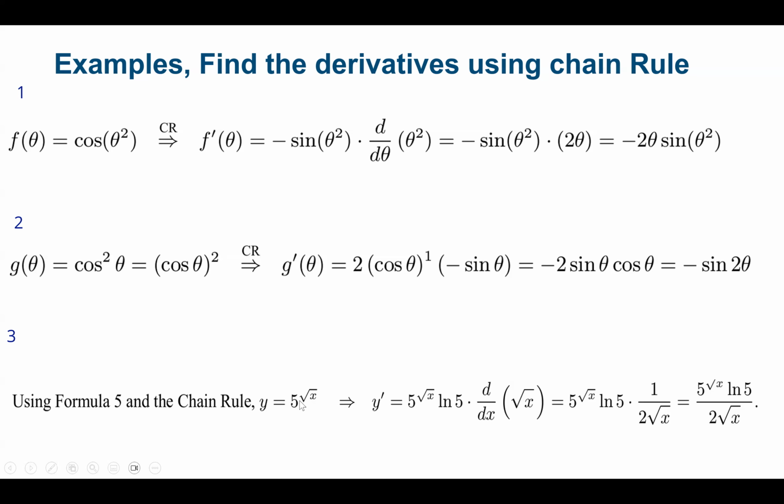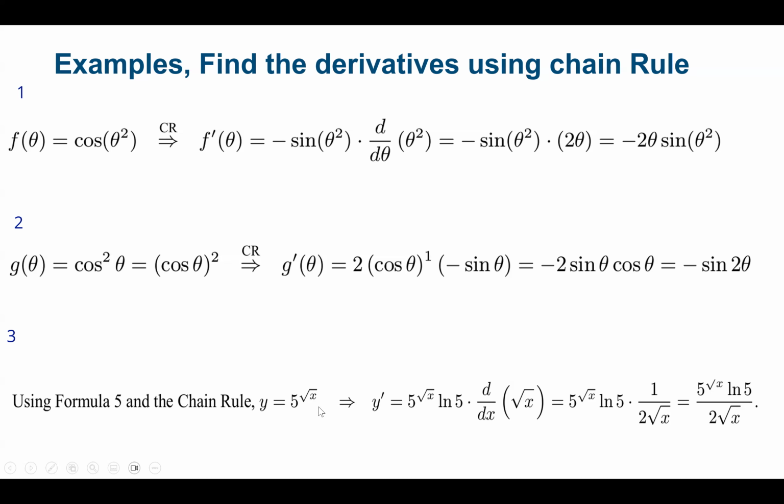Now let's look at the third example. The third example is an exponential function. So we know y equal to 5 to the power square root of x. This is an exponential function because the exponent is a variable. So first we need to find the derivative of 5 to the power square root of x, which will give us 5 to the power square root of x times natural log 5. Then multiply by the derivative of square root of x.